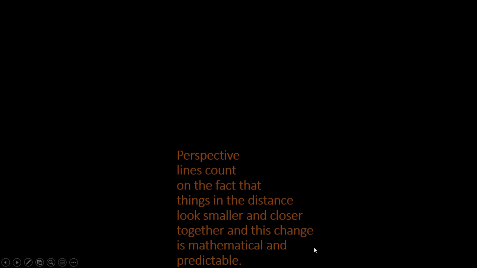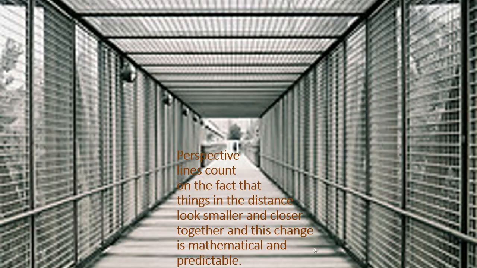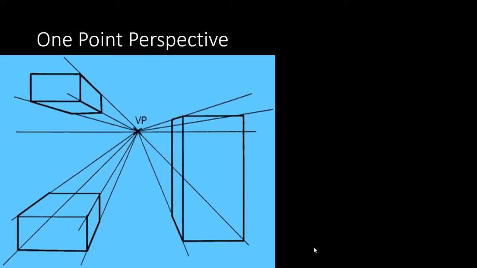count on the fact that things in the distance look smaller and closer together, and this change is mathematical and predictable. 1 point perspective takes those lines to one vanishing point.